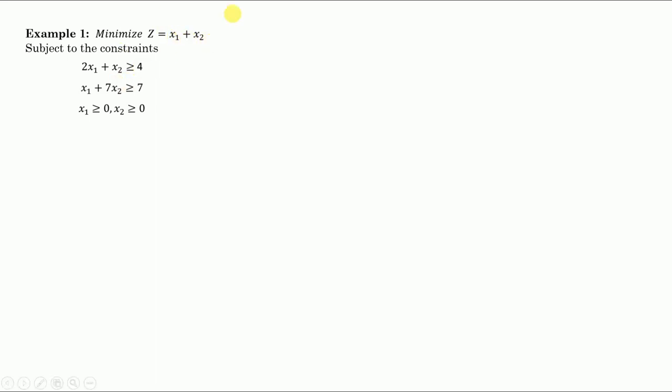So first we have to convert it into standard form. So this is minimize z, so you can write let z' = -z. Now you can convert it into maximization, so you can write maximize z' = -x1 - x2. Now if you see the constraints, this is greater than or equal to, again this is greater than or equal to, so you will use surplus variable.